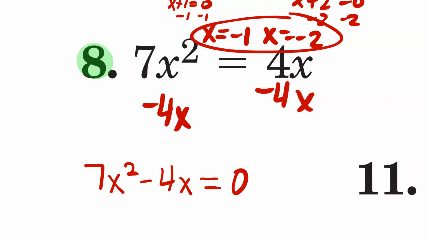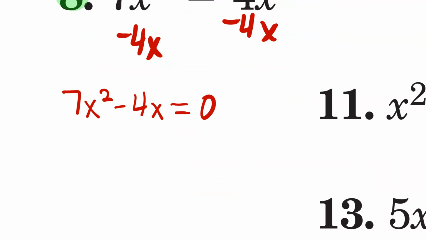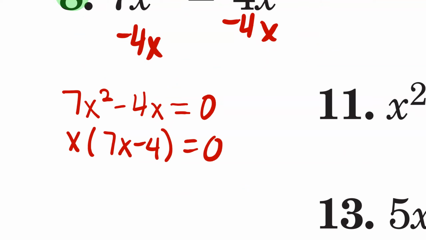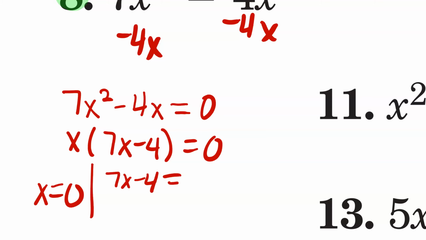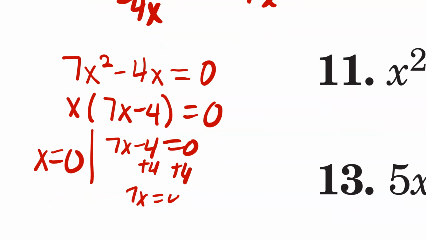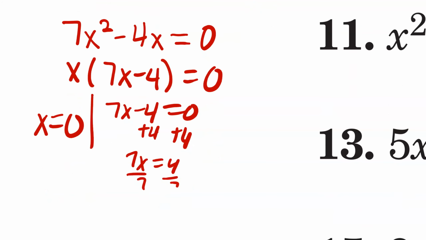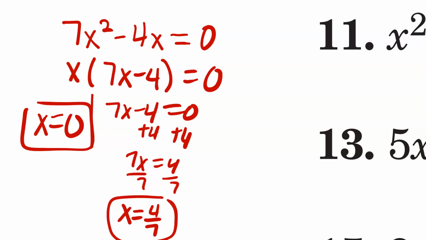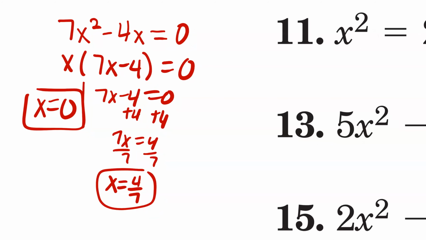Now that I have this, there is a common factor, x. Pull out an x, and I have 7x minus 4. Set each factor equal to 0. But if x was going to 7x minus 4, then it would be 7. Okay. So we have 7x squared minus 4x.